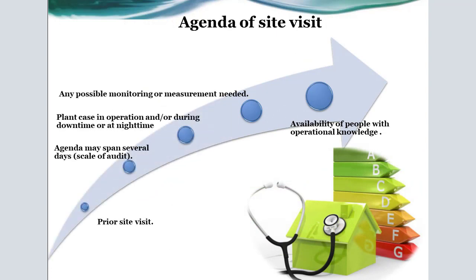What's the agenda of site visit? The agenda of site visit consists of many steps. These actions are prior to the site visit, by preparing the agenda, which may take time according to the size of the energy audit, maybe several days, and according to the plant or organization size. In this case it may be needed to visit the organization in operation case, during the downtime case, and even at night time case.